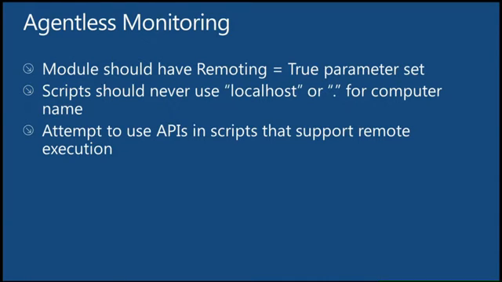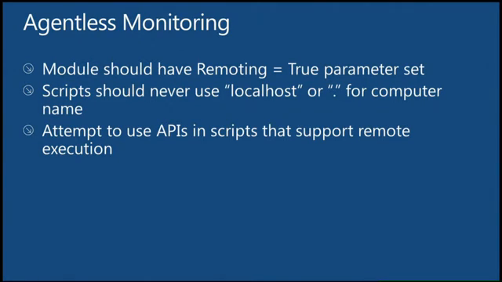Finally, a couple of things to consider from an agentless monitoring standpoint, which is monitors have a value in the properties section, or the modules do, where you can set remoting equal to true. That has to be set if you're going to do agentless monitoring. If you're using scripts, this is kind of self-explanatory. You need to not say localhost in your script or not use dot in your script, because then it's going to run on the machine that's doing the agentless monitoring, not the machine that's being monitored. And finally, you want to make sure you use APIs that support remote execution.